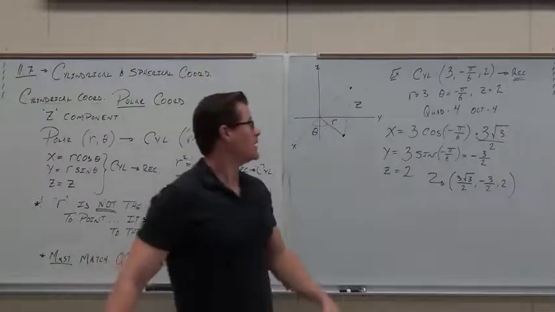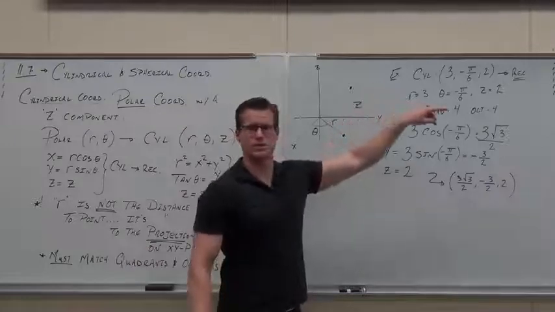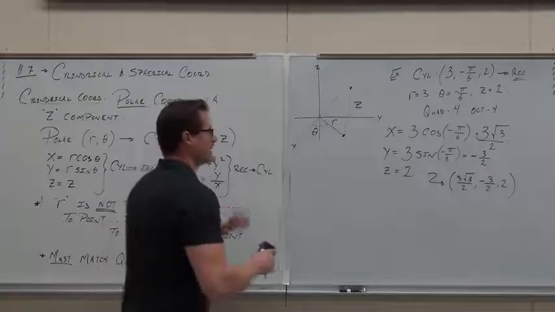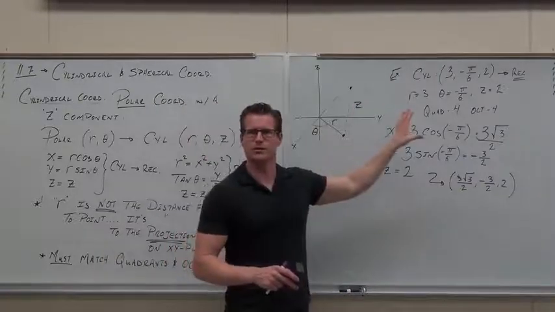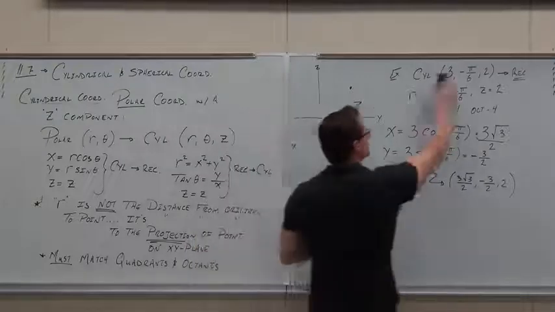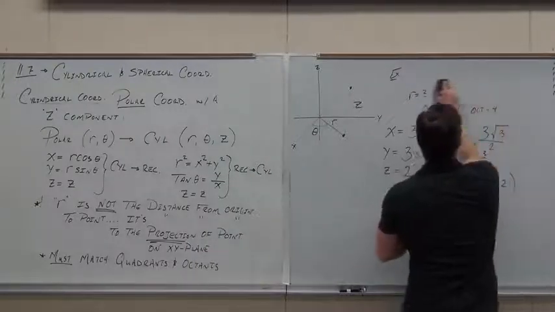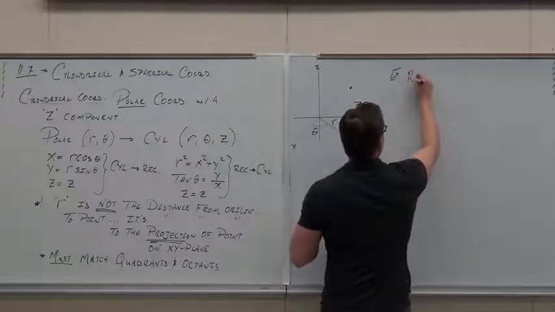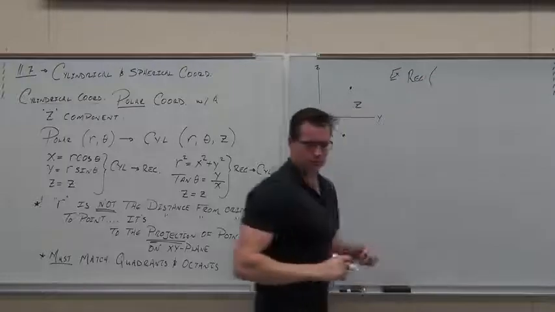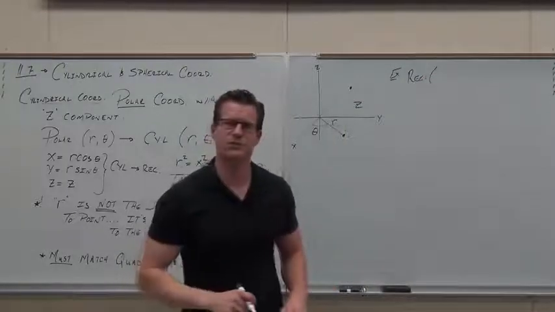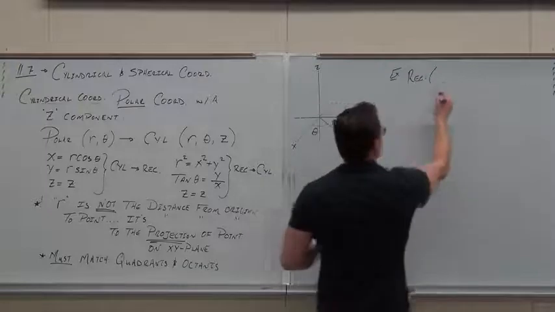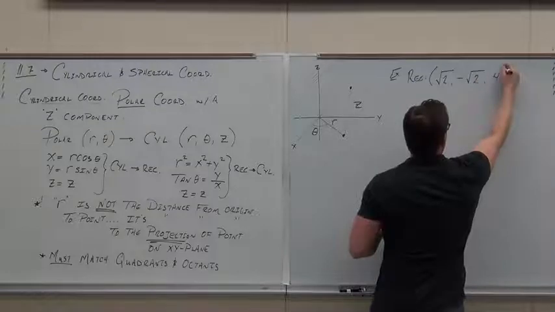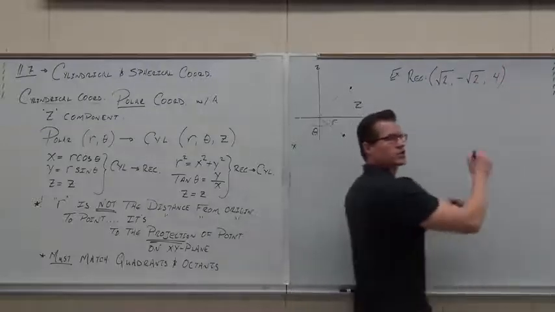What I do want to do is go from rectangular to cylindrical. You guys ready to do that? So let's try that. Any questions at all? Because I'm going to work over here. Anything at all? Okay. So rectangular, I'm going to give you square root of 2, negative square root of 2, and 4. And I want to change this to cylindrical.